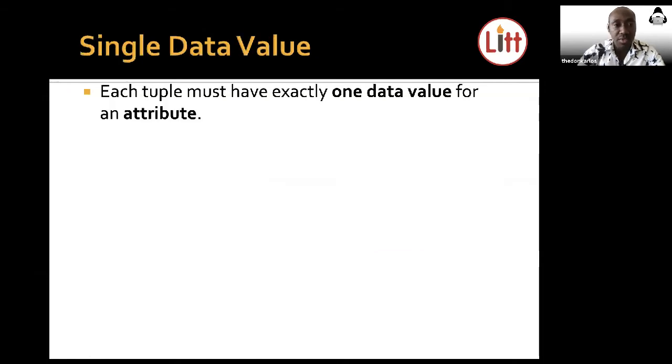So this is the same thing. Then we also talk about the single data value. We say each tuple must have exactly one data value for an attribute.